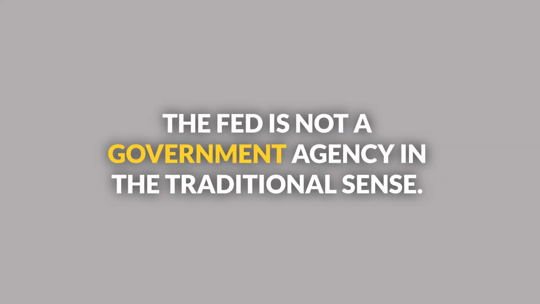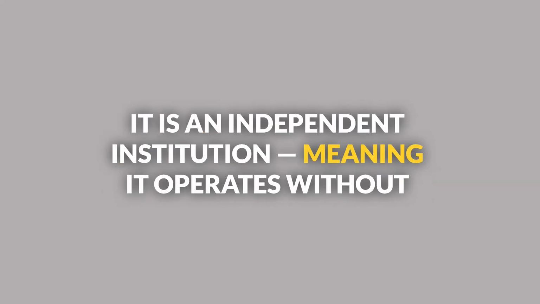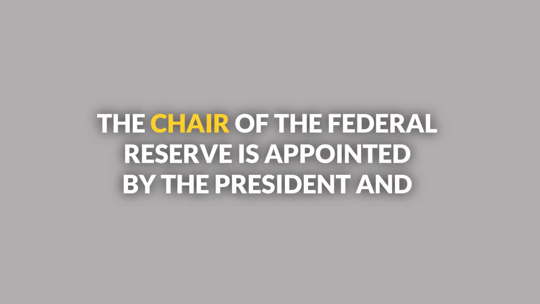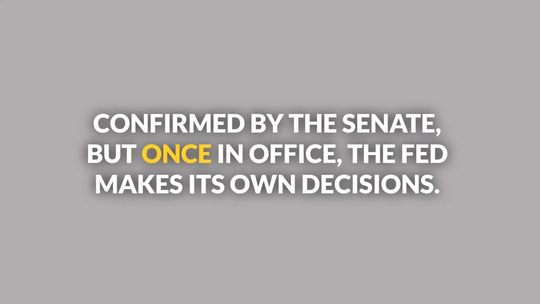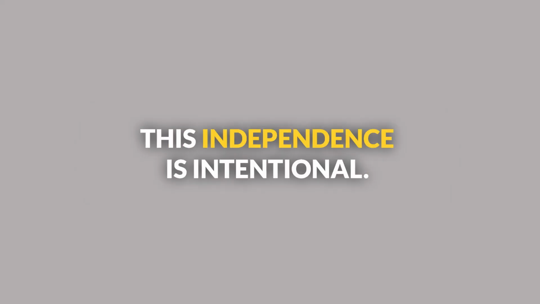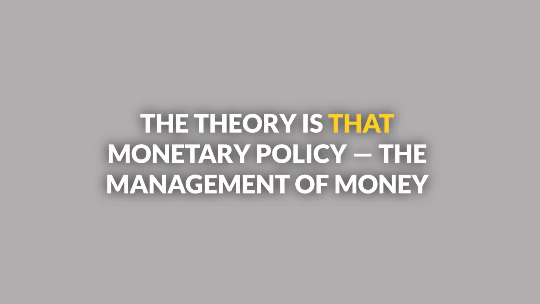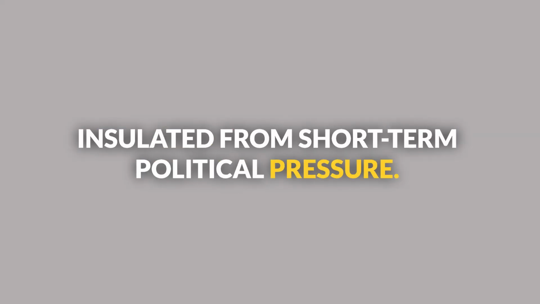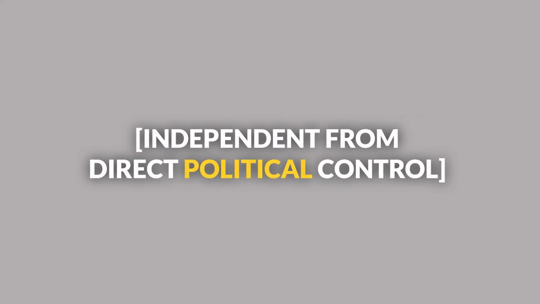The Fed is not a government agency in the traditional sense. It is an independent institution, meaning it operates without direct control from the White House or Congress. The chair of the Federal Reserve is appointed by the President and confirmed by the Senate, but once in office, the Fed makes its own decisions. This independence is intentional. The theory is that monetary policy, the management of money supply and interest rates, should be insulated from short-term political pressure, independent from direct political control.